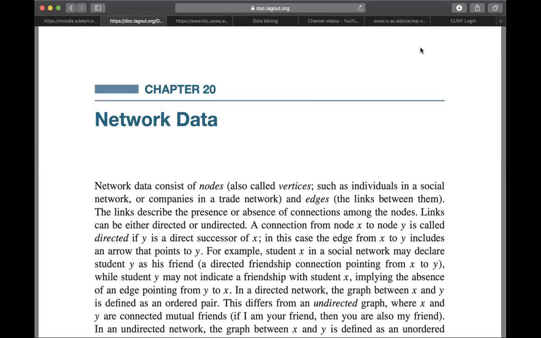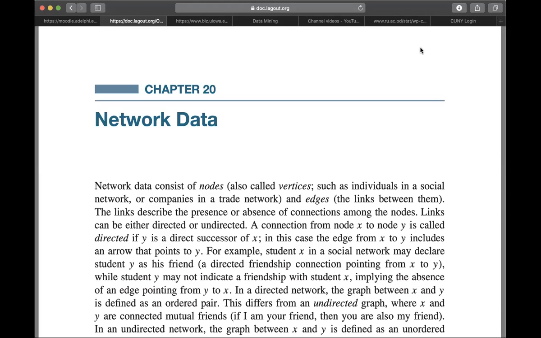Chapter 20, Network Data. Network data consists of nodes, also called vertices, such as individuals in a social network or companies in a trade network, and edges, the links between them. The links describe the presence or absence of connections among the nodes. Links can be either directed or undirected. A connection from node X to node Y is called directed if Y is a direct successor of X. In this case, the edge from X to Y includes an arrow that points to Y.